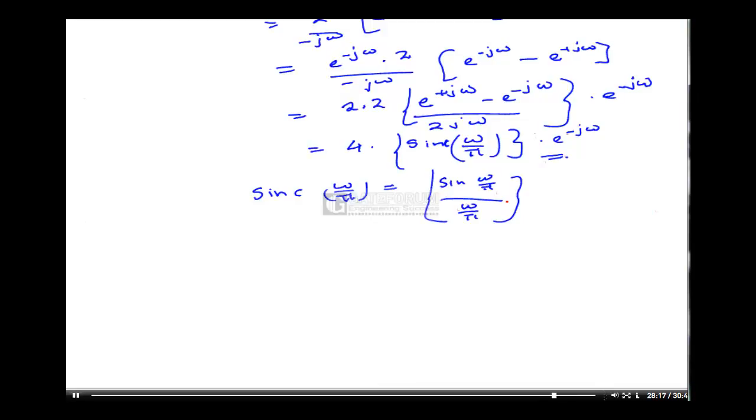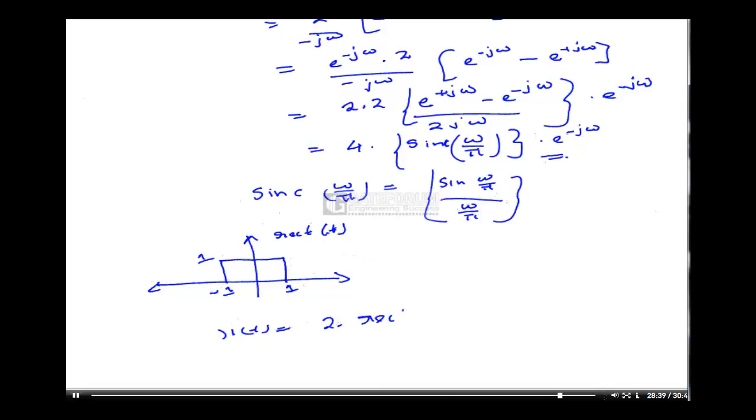The other way of solving this problem is, if we remember the Fourier transform of this, this is a rectangular pulse. Then from the given question, let this be some rectangular function of t. Then x(t) is nothing but 2 times the rectangular function shifted by 1. Okay. So just apply the time shift property and get the answer.